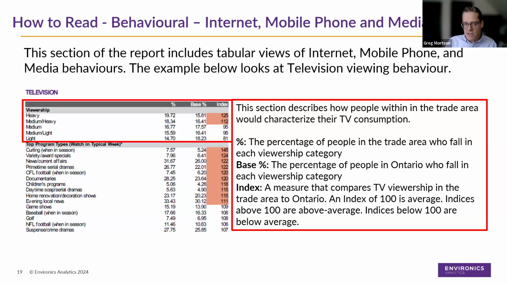This is just the television section. We also have mobile phone and internet behaviors as well. You can see here that we have top program types. So in this trade area, curling happens to be very popular with households and the population within this area. So again, something to consider when you're thinking about how to best connect with households or the population within your immediate trade area.